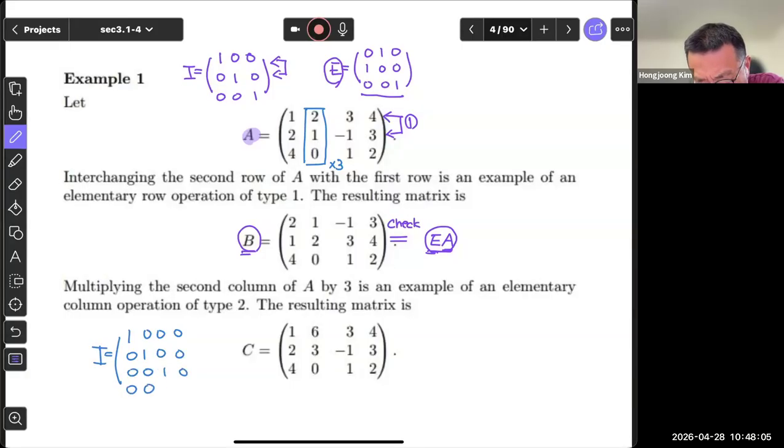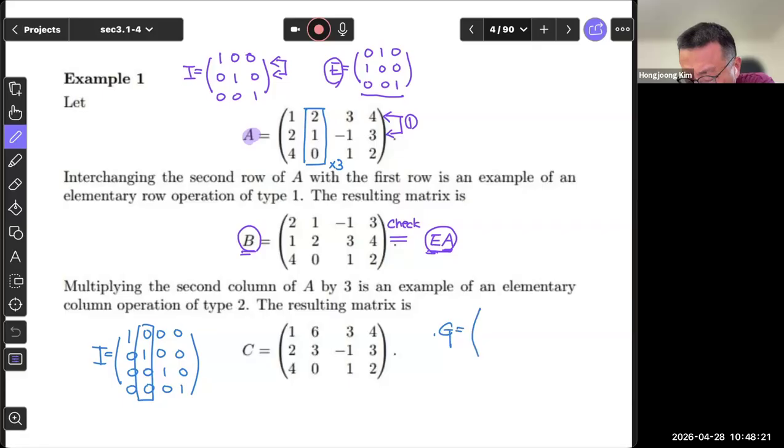And then if I multiply this 3 to the second column of the identity matrix, then the corresponding elementary matrix will be 1, 0, 0, 0, 0, 3, 0, 0, 0, 0, 1, 0, 0, 0, 0, 1. And then if you multiply A with G matrix, you get C matrix.